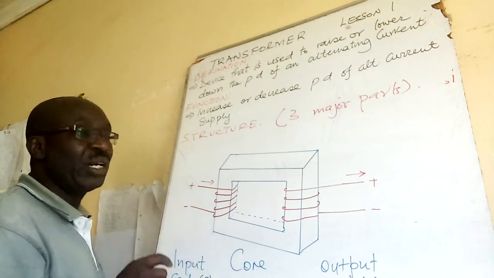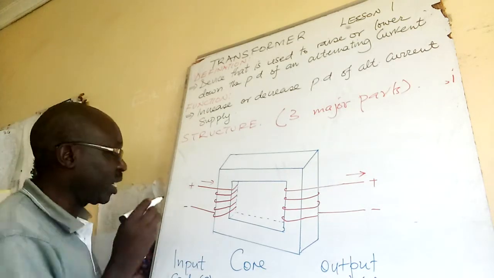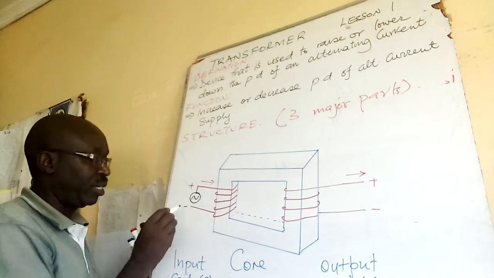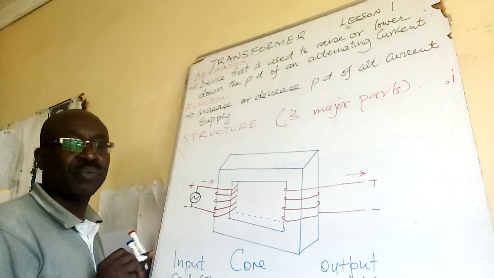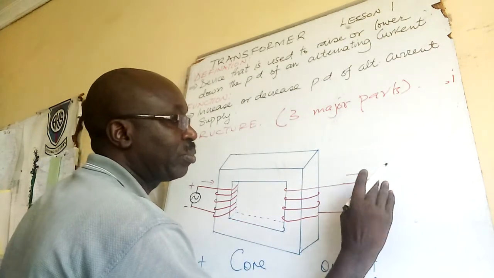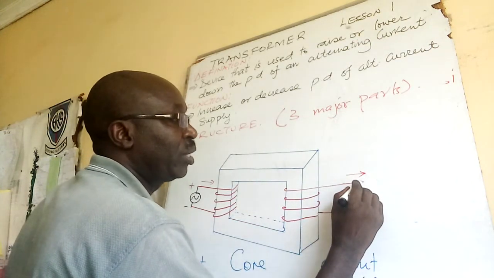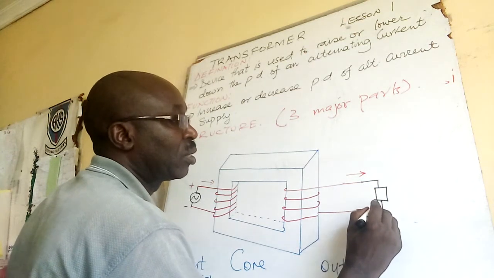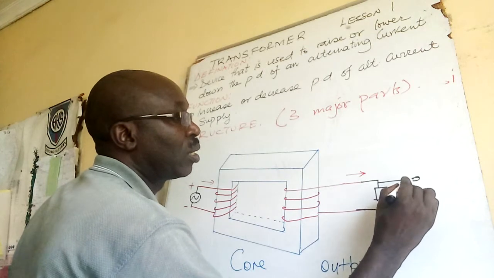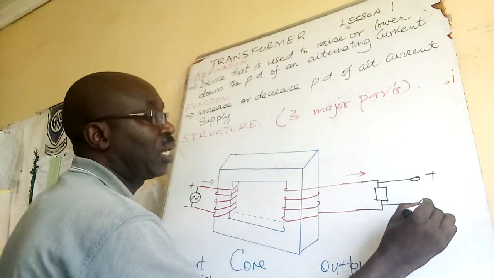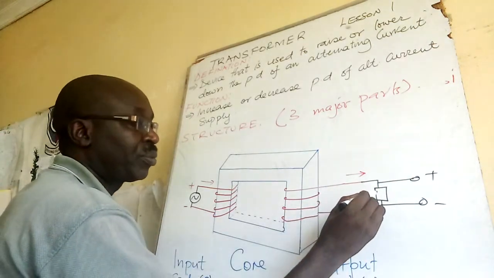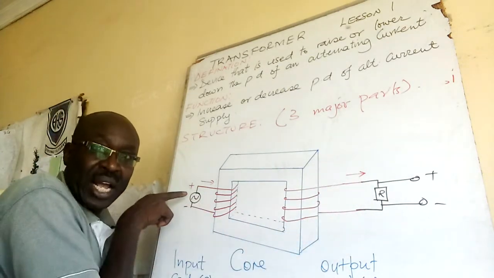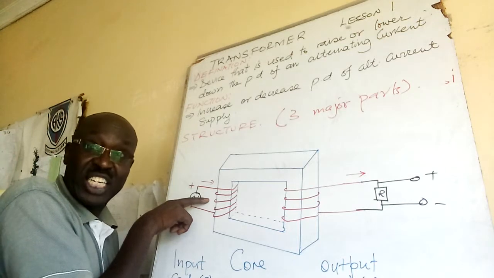So this is the input. Now I am adding something: the input we have is an alternating PD. Then the output, I can add something here this way. I put here, and then I put here. So we are inputting an alternating current here.